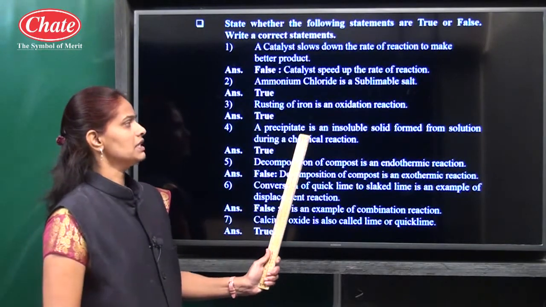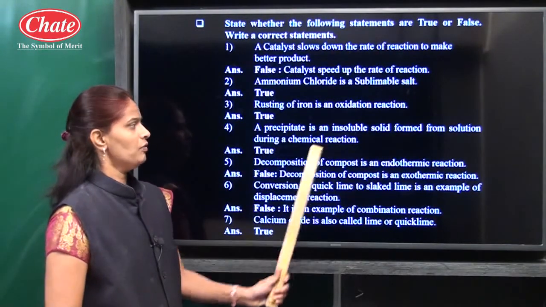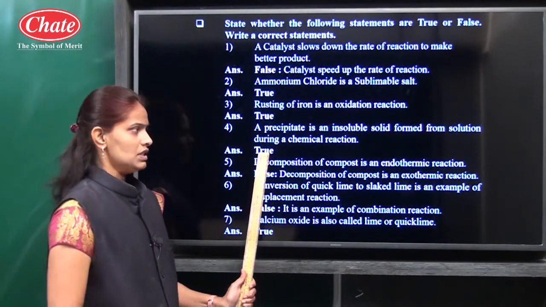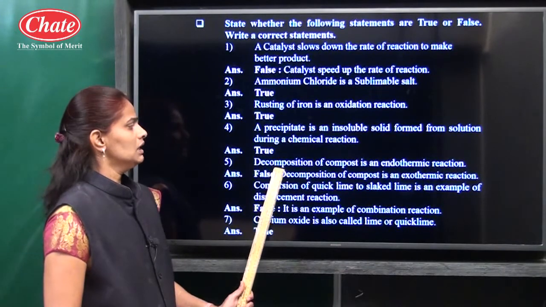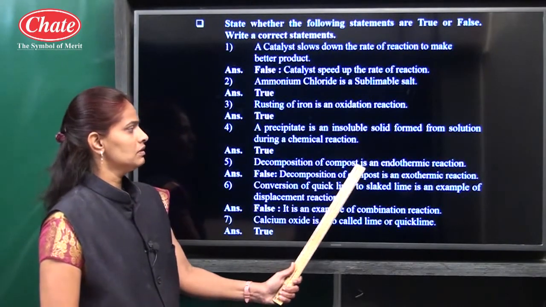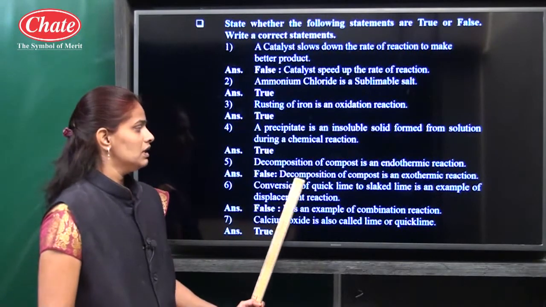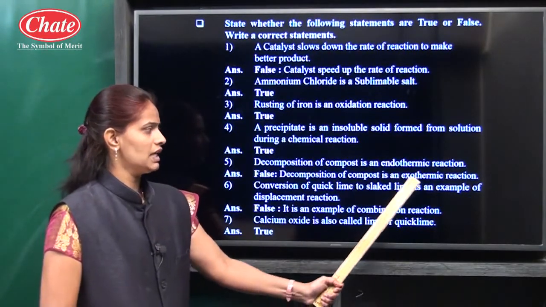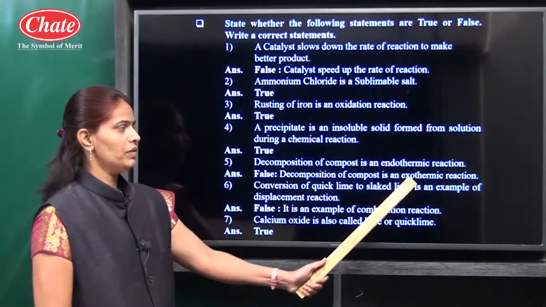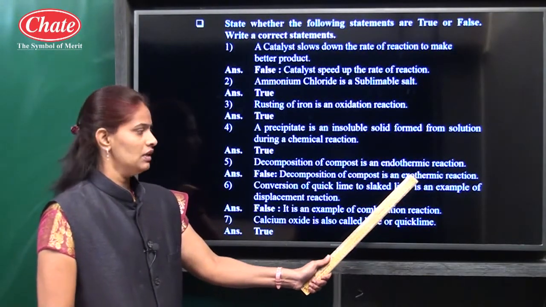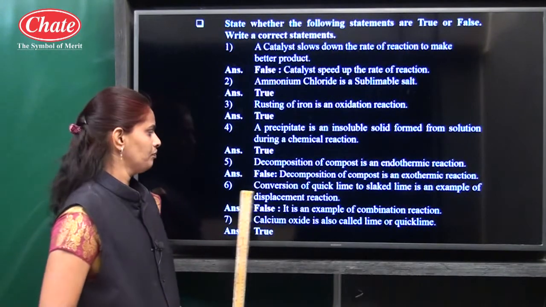A precipitate is an insoluble solid formed from solution during a chemical change. It is true. Then, decomposition of compost is an endothermic reaction. It is false. Decomposition of compost is an exothermic reaction. Exo means here heat is given out. Okay, heat is evolved. That is why it is an exothermic reaction.